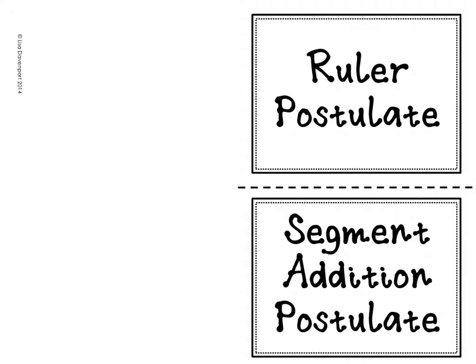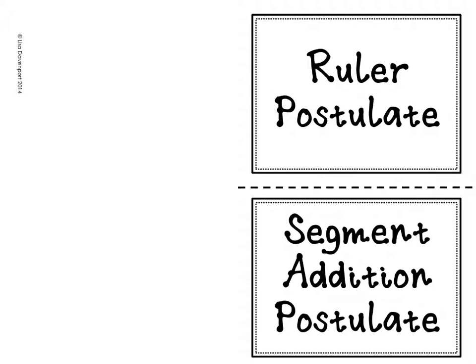This foldable is very straightforward. The ruler postulate and the segment addition postulate are both very straightforward, but this is the first time that you've seen the word postulate. And so we want to remember what the definition says. A postulate is a basic principle. It's a statement that we accepted as true so that we could use it in other cases as a way to help define our arguments.